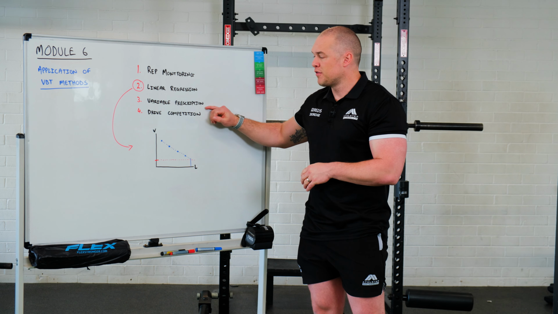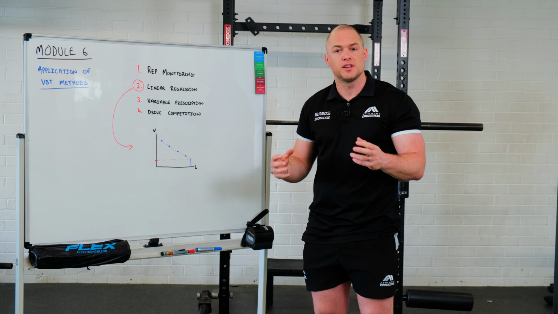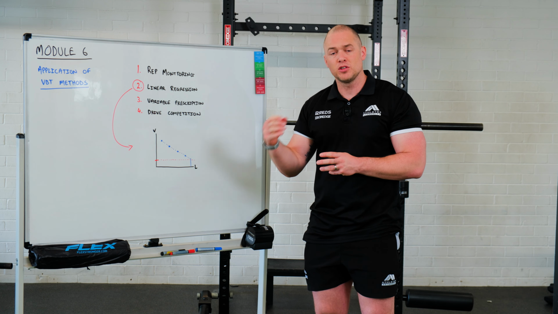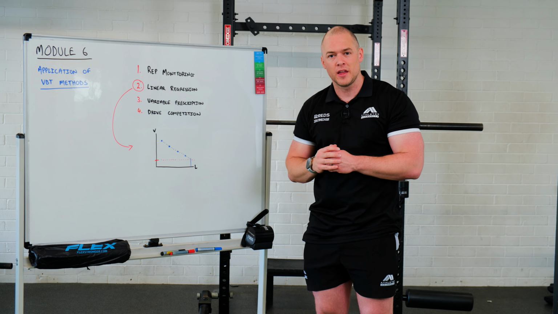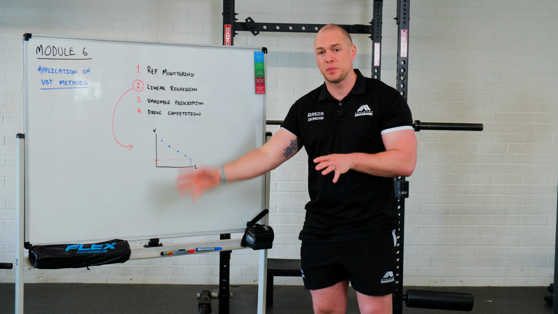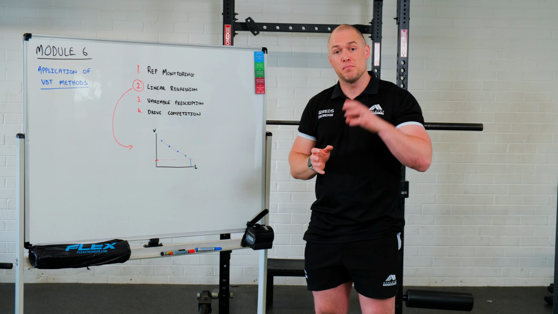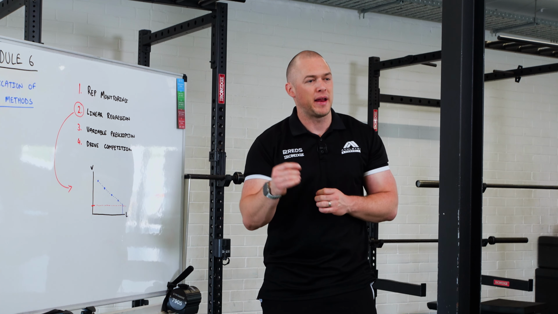Third is our variable prescription. I've alluded to this a number of times in these modules, and this is one of my favorite ways. Using velocity as another variable to prescribe, in particular that middle ground that we talked about, around that 1 meter a second mark, where it's not definitively high speed and not definitively maximum load. It means that we can be quite prescriptive on where we sit in that middle ground, and we can shift that force velocity curve more and more in the favor of the athlete depending on what they need.